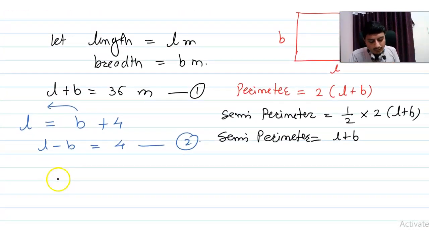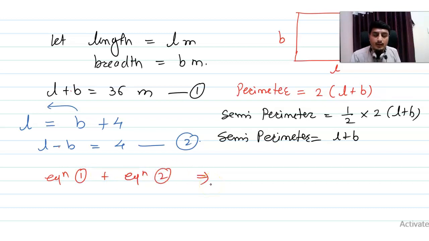Look at equations 1 and 2. The coefficient of variable B is 1 in equation 1 and minus 1 in equation 2. They have the same coefficient 1 but with opposite signs, plus and minus, so we have to add equations 1 and 2 to eliminate the variable B. So what will happen once we add equations 1 and 2? L plus L we have 2L. B minus B, that means 1 minus 1 is 0, 0 times B is 0, so B gets cancelled. That equals 36 plus 4, which is 40.